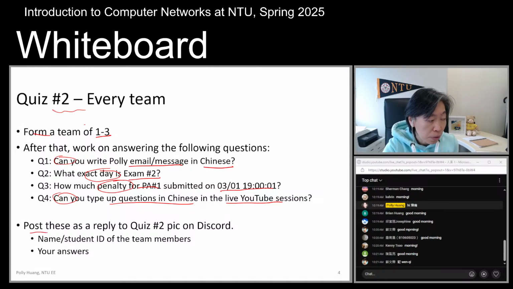Post these on the quiz 2 channel. So remember, in quiz 1, you find the W1 quiz 1 channel. That's where you post the solution for quiz 1. And so you need to find the channel for quiz 2. And obviously, it should be W1 quiz 2. And so you need to type up the name and student ID of all the team members, and after that, your answers to these 4 questions. Clear?